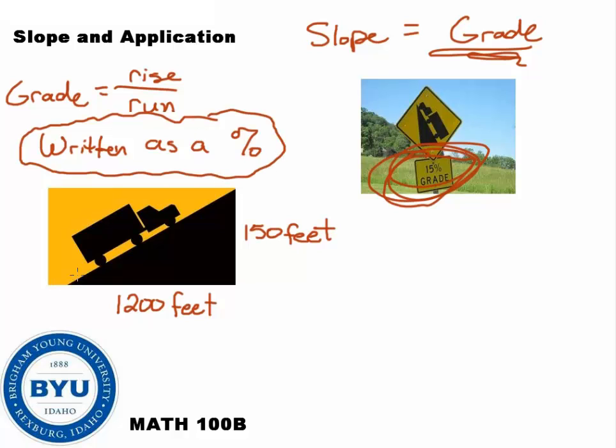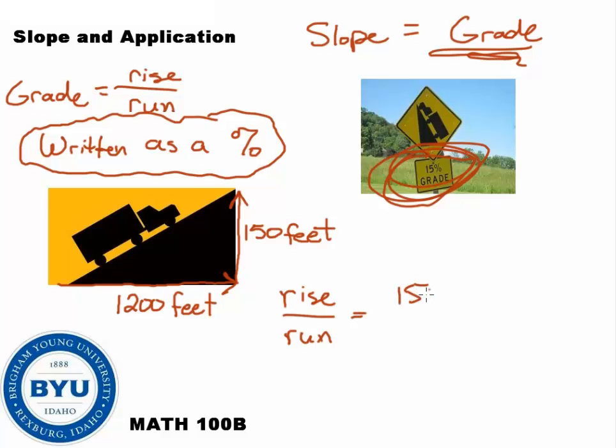So let's say a truck travels 1,200 feet in the horizontal distance, and during that time, it increased in altitude 150 feet. Can you find the grade of this road? So simply, you would just do, again, rise over run. That's what slope is. That's what grade is. It means the same thing.